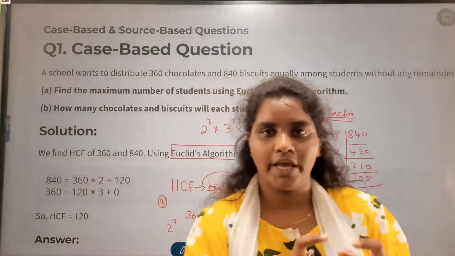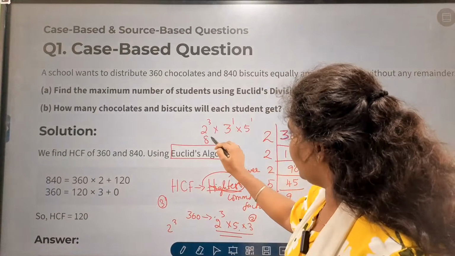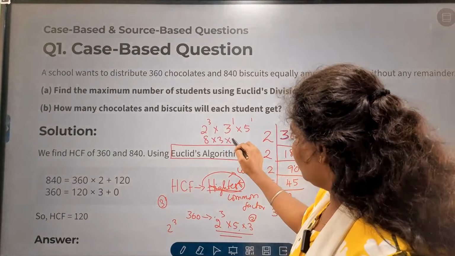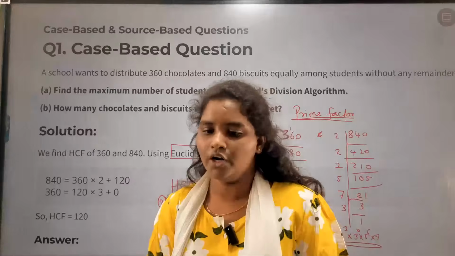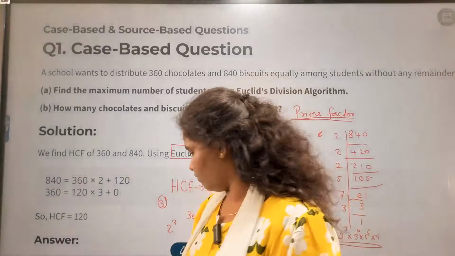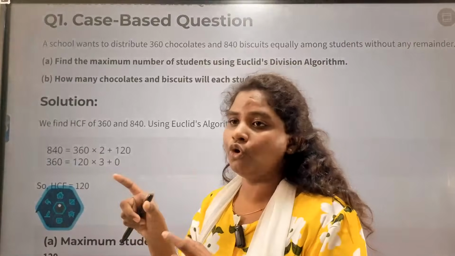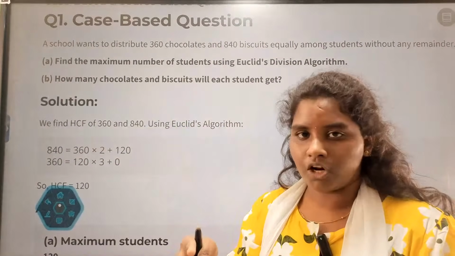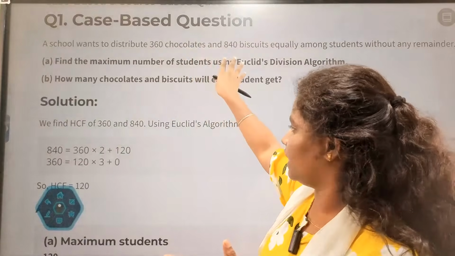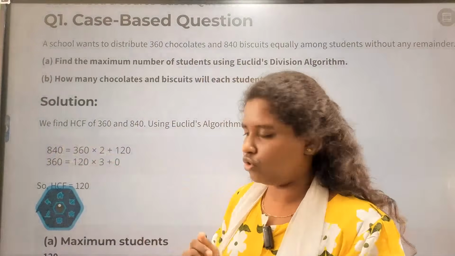This is my simplification. So 2 cube is 8 into 3 into 5. If I simplify this, we'll get the answer as 120. So the final HCF value is 120. This is by using the prime factorization method. We have another method also, which is the equidivision lemma, by which they solved this question.